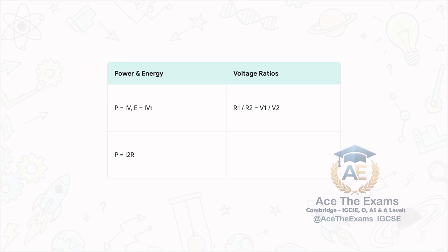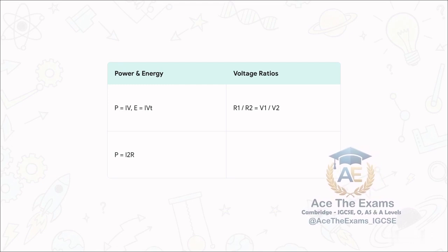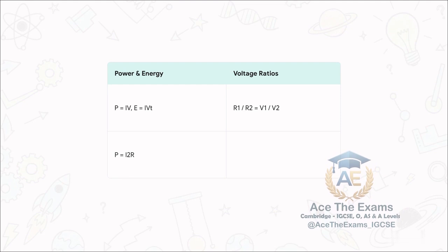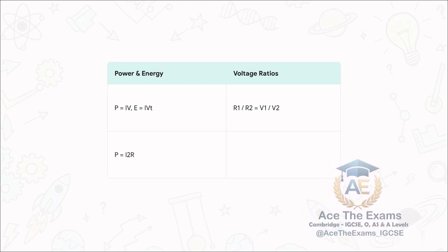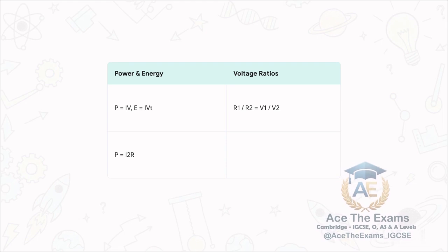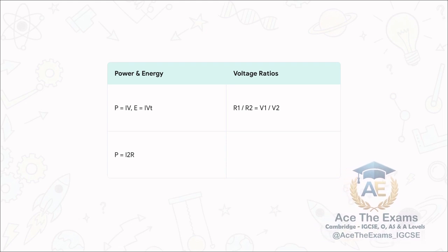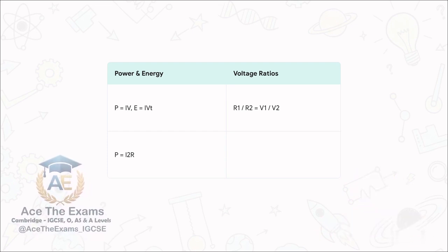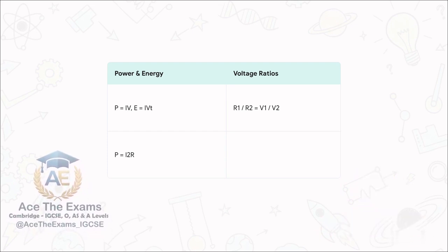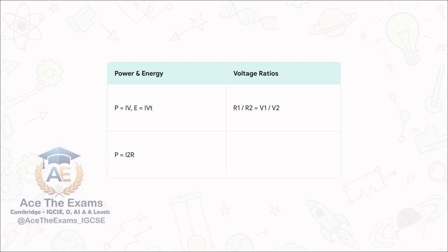Look at these circuit combinations. Power equals current times voltage. But we can also write power as current squared times resistance. Energy is power times time, giving us IVT. And we have this incredibly simple ratio for potential dividers. Resistance ratio equals voltage ratio. When Alex takes this exam, he tries to calculate every single variable from scratch. Don't be Alex. Use these proportional relationships to bypass the heavy math and extract the answer in half the time.